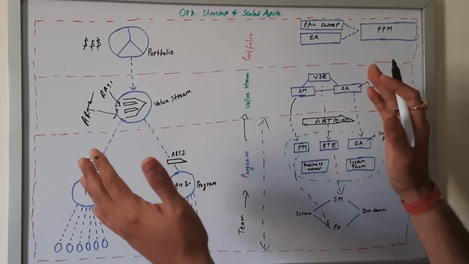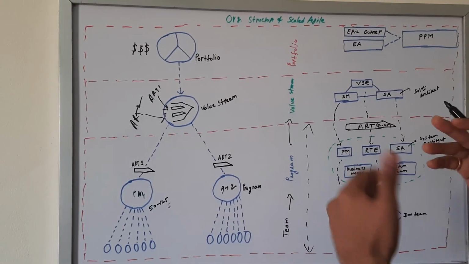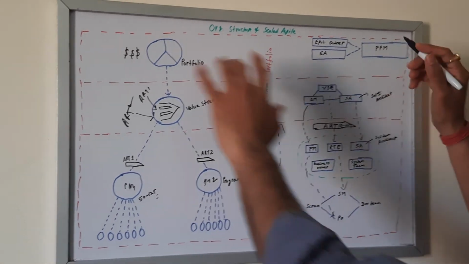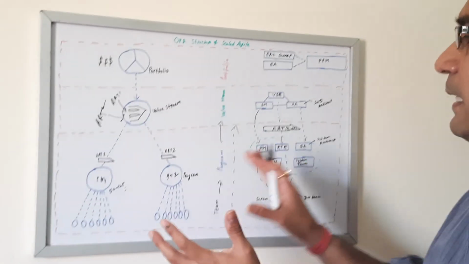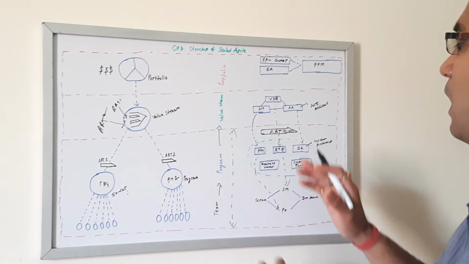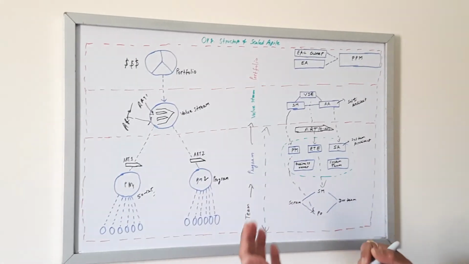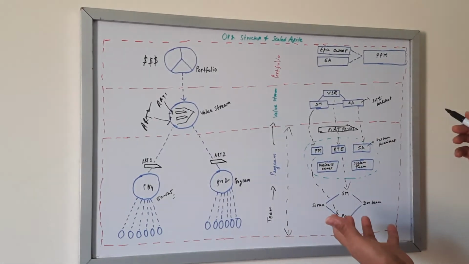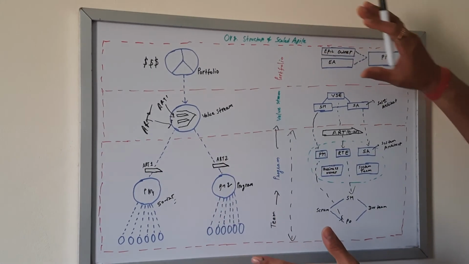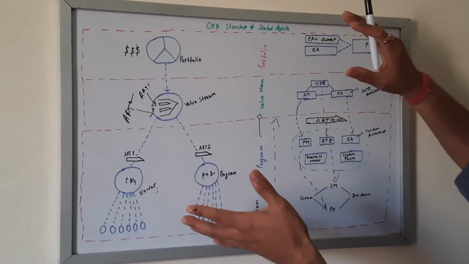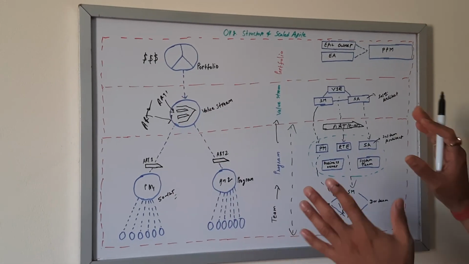I hope this video is clear to you. In my next video I will share some functionality of Scaled Agile: how it works, how we provide solutions, and how we do incremental delivery in the Scaled Agile framework. So for now, this is the organization structure. I hope you got some basic idea of Scaled Agile.